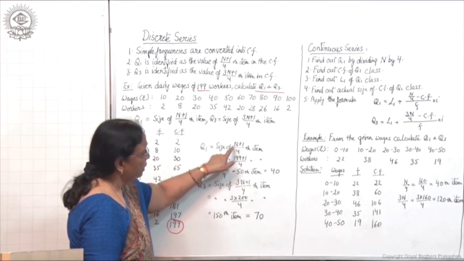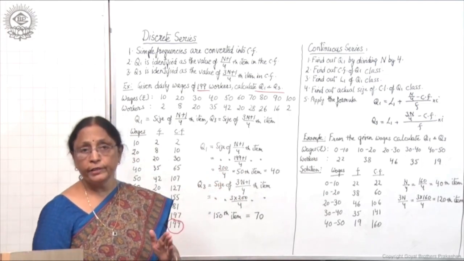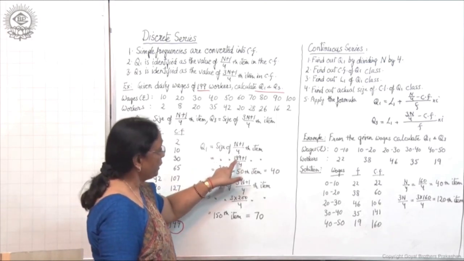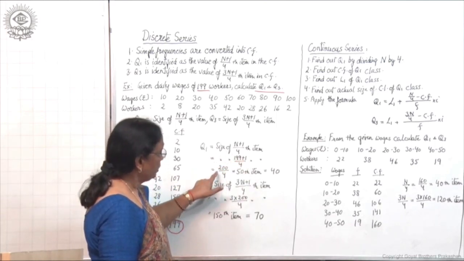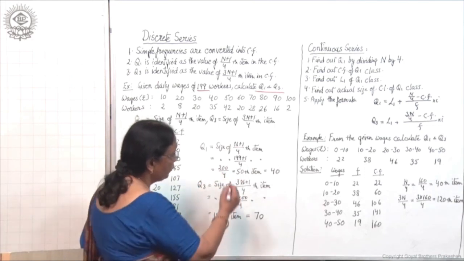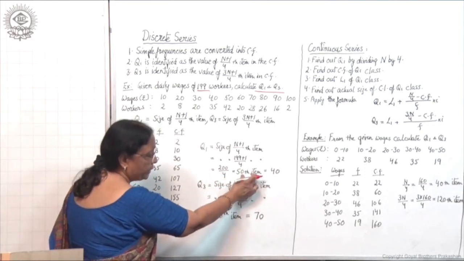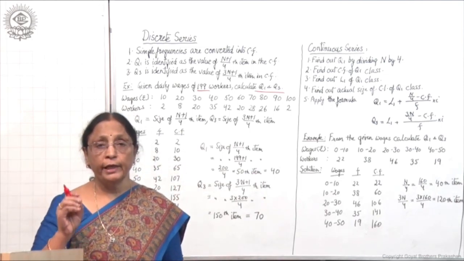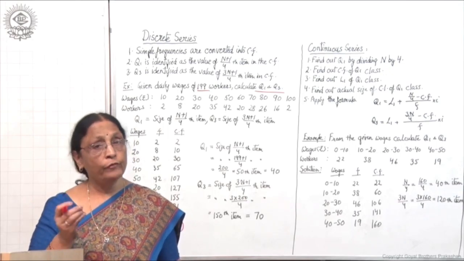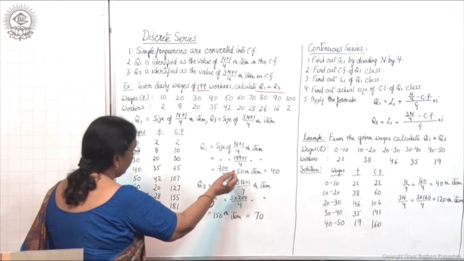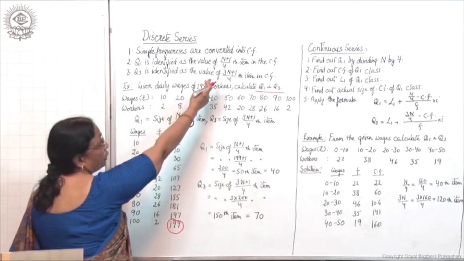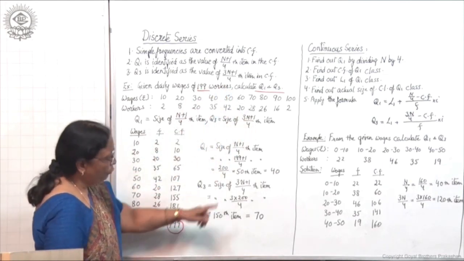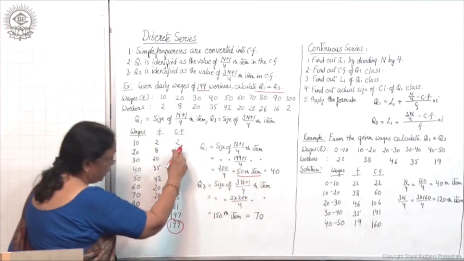Now, what is n here? N, as I told you, is the number of items, and how many items are here? 199. So n is 199, plus 1, upon 4th item. This is 200 upon 4th item. This is the 50th item. Now, you have got the 50th item, and remember this is not Q1. The 50th item indicates Q1, but you have to find out what Q1 is. The 50th item you have to find in CF, as I told you here. The (n plus 1) upon 4th item you have to find in the CF. So, find the 50th item in the CF.